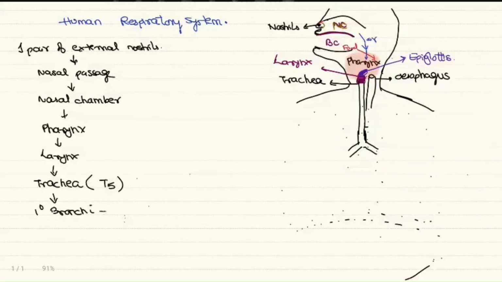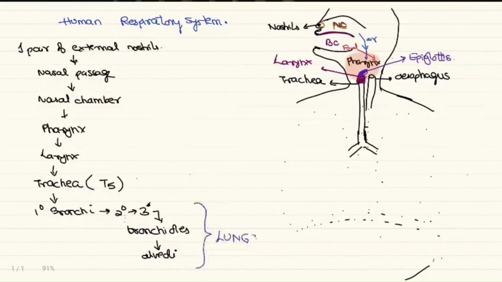This primary bronchi will again branch into secondary bronchi, tertiary bronchi, and so on. And from there we get the networks called as the bronchioles, which are much finer tubular structures. These bronchioles will later end into the alveoli. So from the bronchi, the branches bronchioles and the alveoli, this will form the lungs.